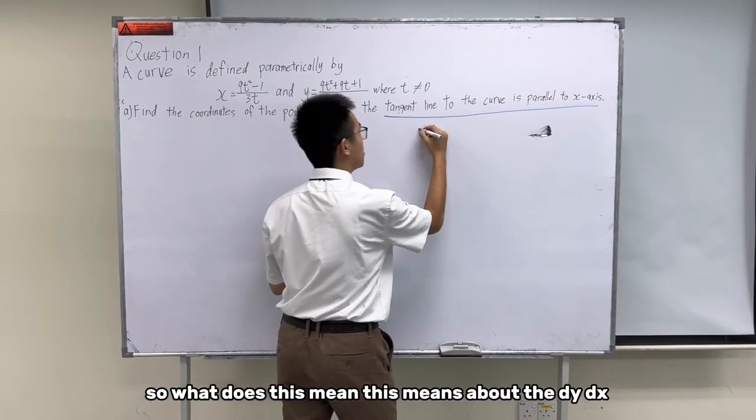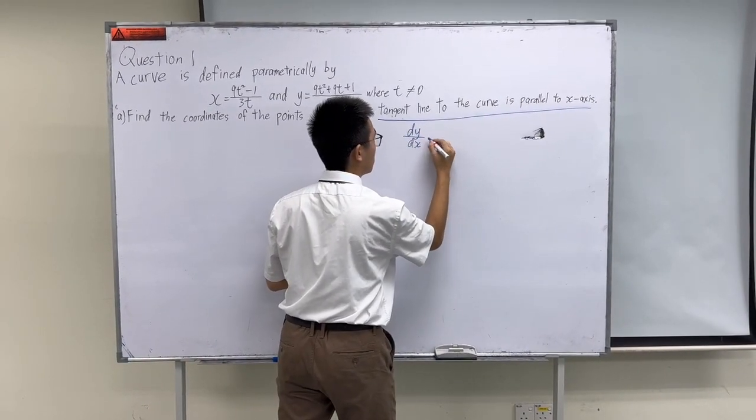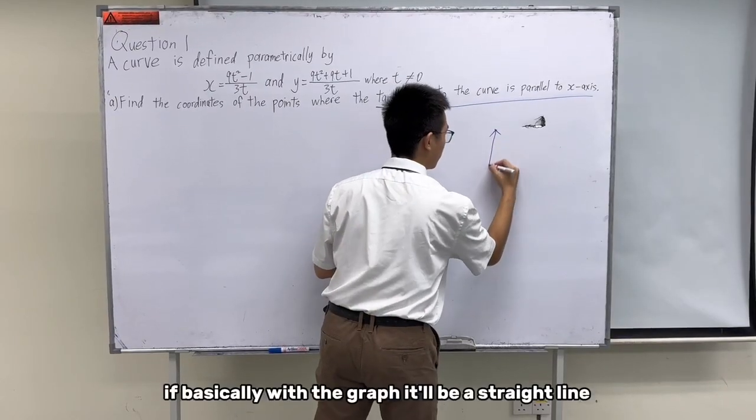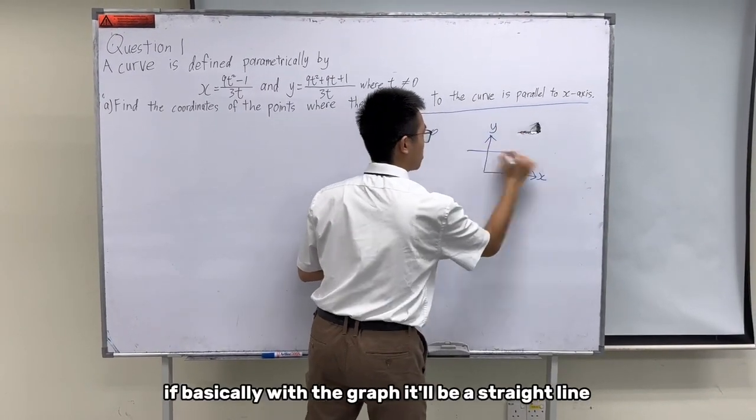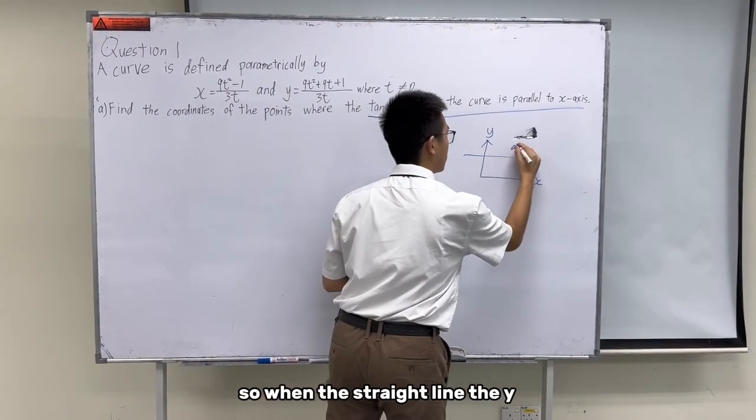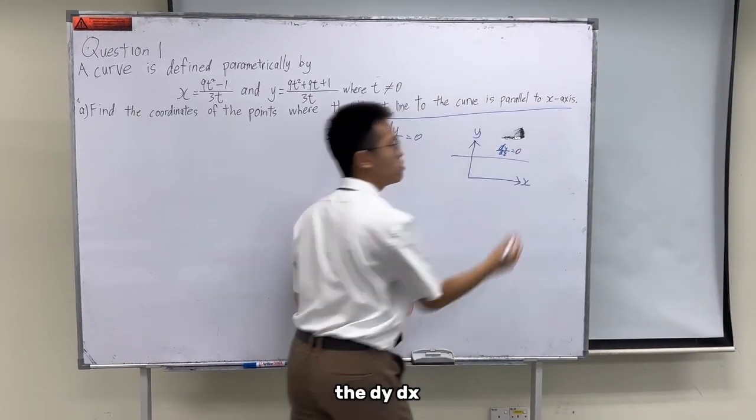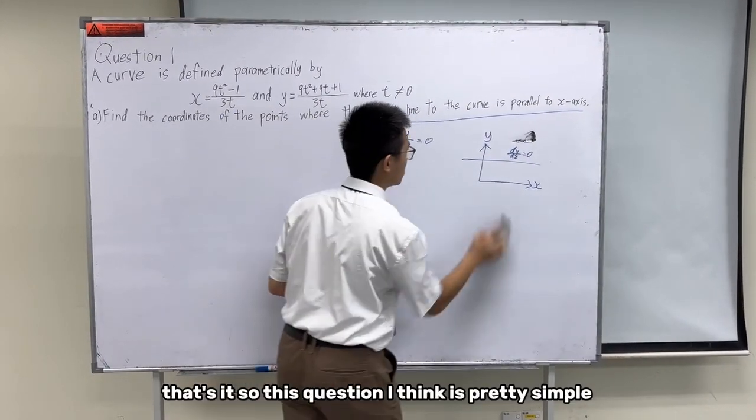This means dy/dx equals 0, because on the graph it will be a straight line. So when it is a straight line, dy/dx will equal 0. That's it. So this question I think is pretty simple.